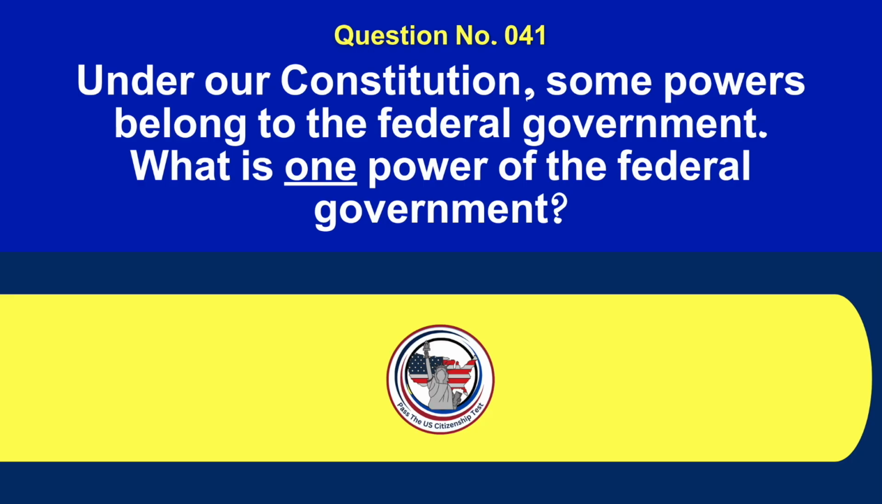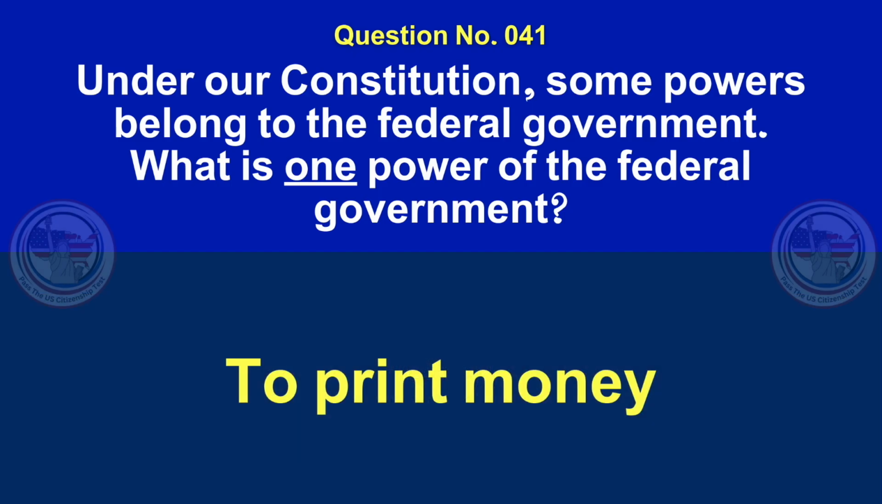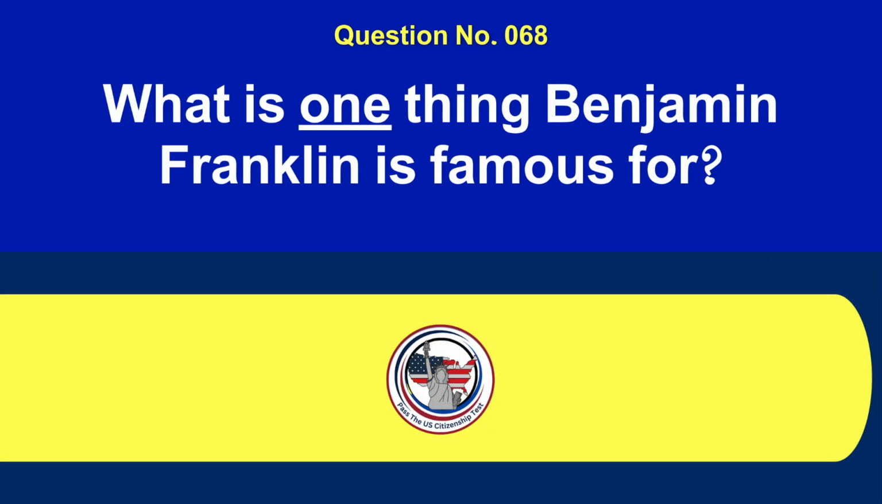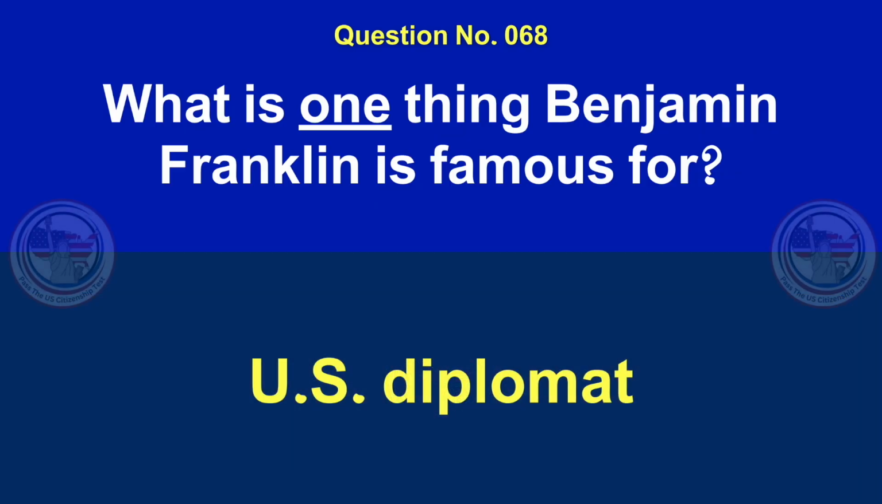Under our Constitution, some powers belong to the federal government. What is one power of the federal government? To print money. What is one thing Benjamin Franklin is famous for? U.S. diplomat.